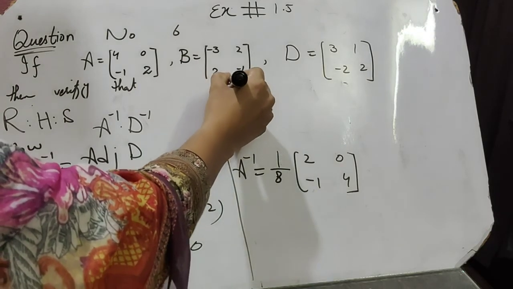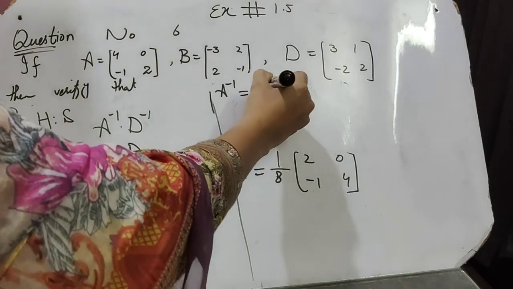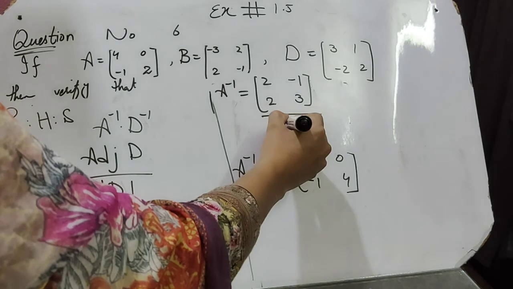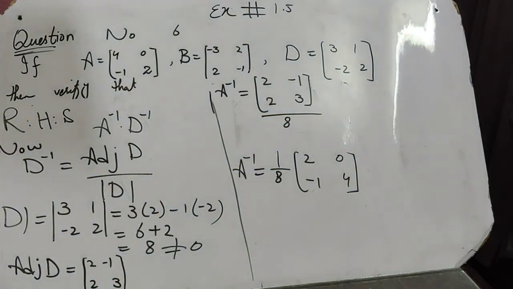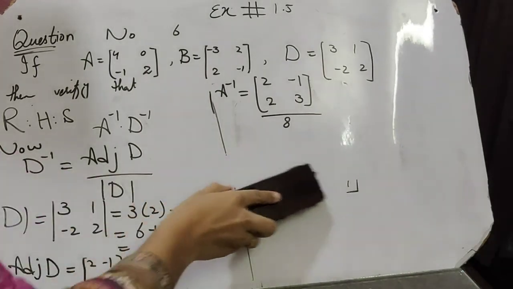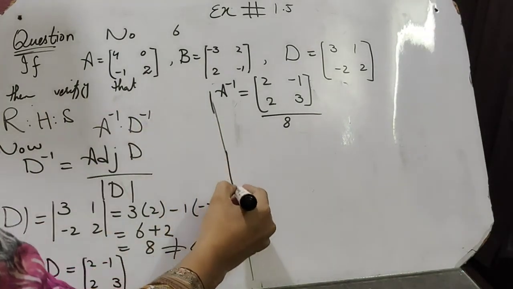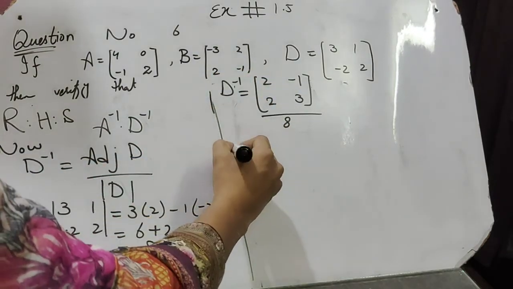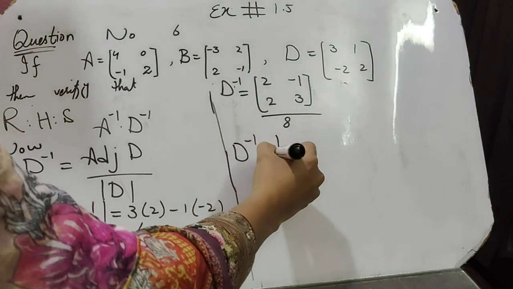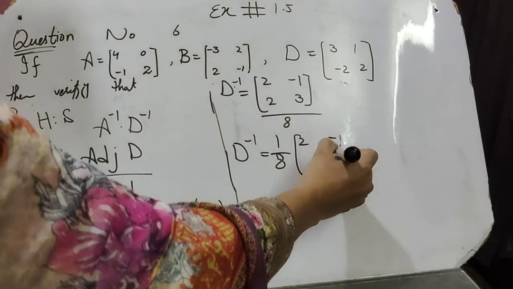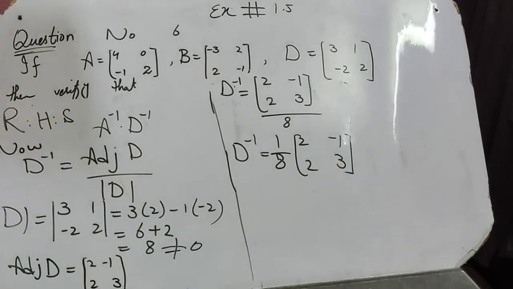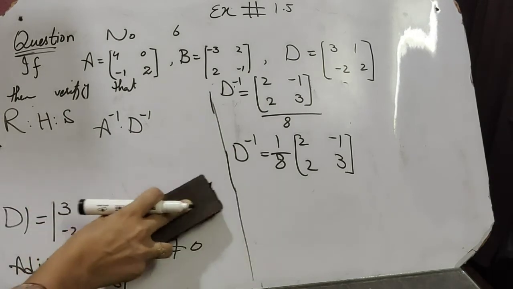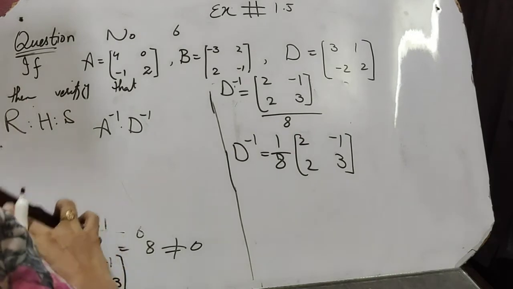Now put the values in D inverse. We get [2, -1; 2, 3] over 8. And D inverse will be equal to 1 by 8 into [2, -1; 2, 3]. Now we will multiply A inverse and D inverse to find A inverse D inverse.